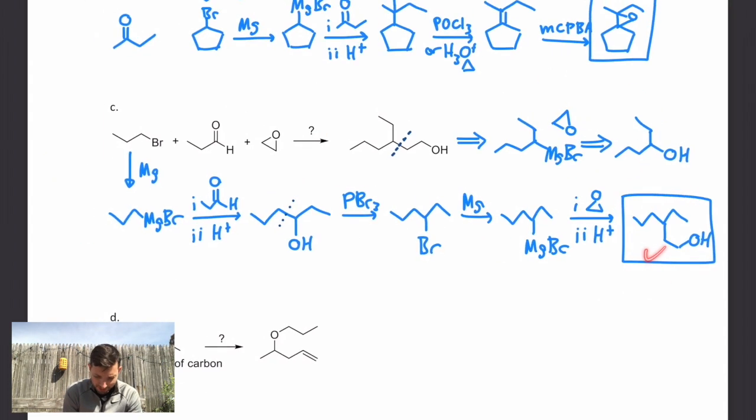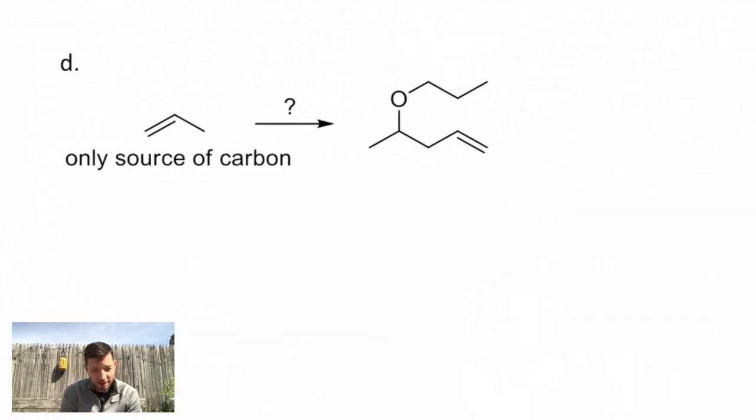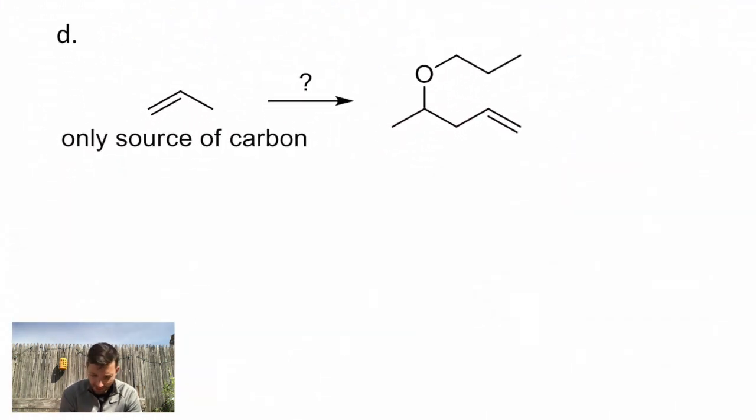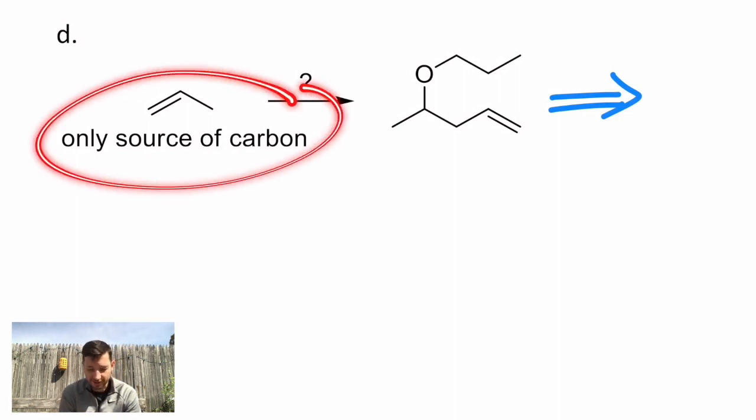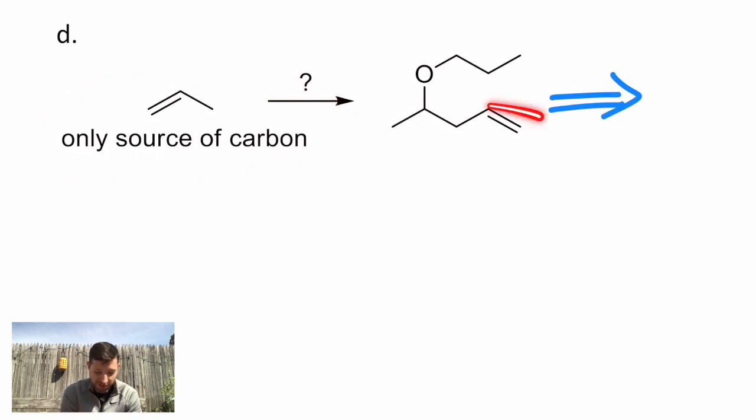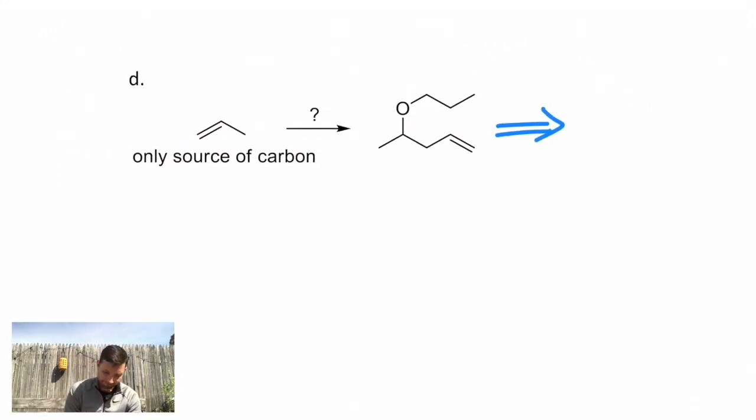What I think you should do now is hit pause and then challenge yourself to do this last one. Here we have an alkene and an ether. Do the same thing, go backwards. How do you make this functional group? This time I'm challenging you to use only propene as your only source of carbon. And if you do a carbon count, you'll see how many times you're going to have to use it, at least. So hit pause and try that now and come back and see how you did.